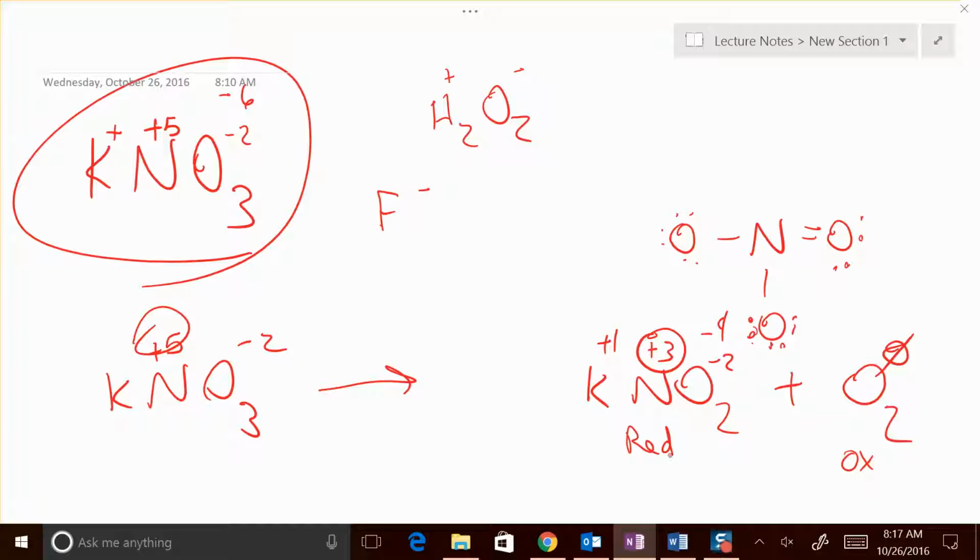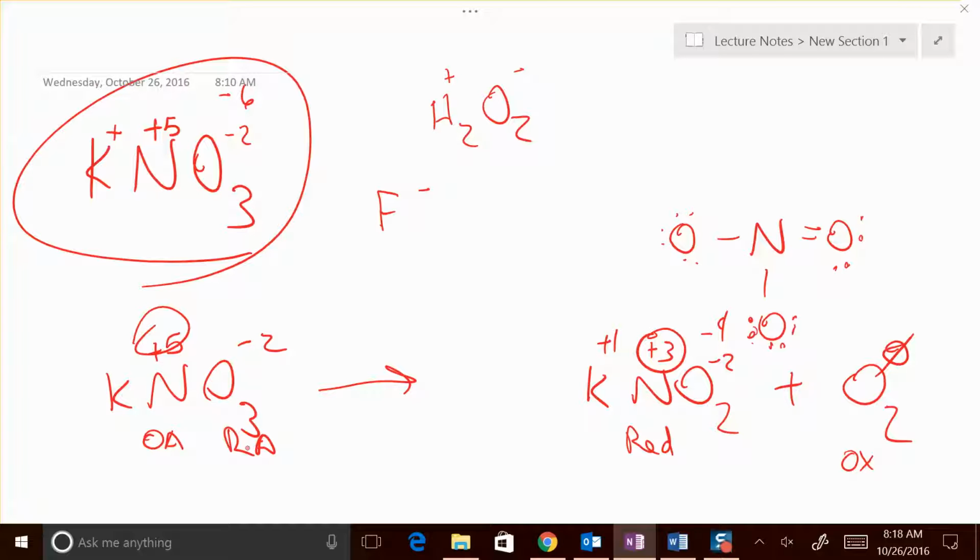So what is the oxidizing agent? Nitrogen. Nitrogen is the oxidizing agent. Oxygen is the reducing agent. Yes, that's right. So that's how I would identify oxidation reduction based on the oxidation numbers that I calculate. Okay? All right.